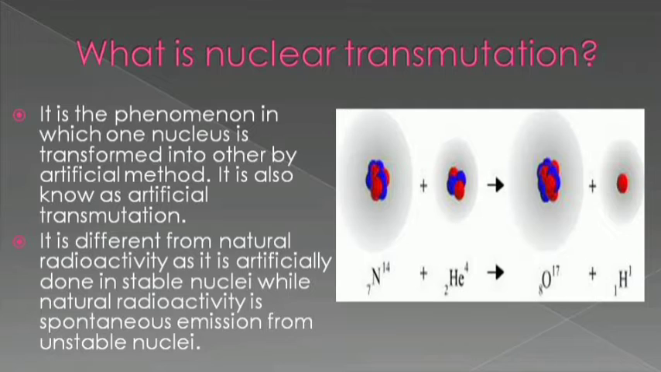It is different from natural radioactivity, as it is artificially done in stable nuclei. We know that spontaneous decay of unstable nuclei is known as natural radioactivity, while artificially done decay of a stable nucleus is known as transmutation, because the parent nuclei is converted to the daughter nuclei, which are different from each other. So that's why this is known as nuclear transmutation, and as it is artificially done, it is known as artificial transmutation.